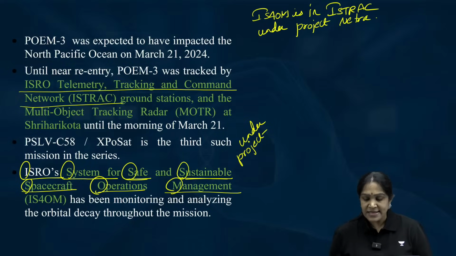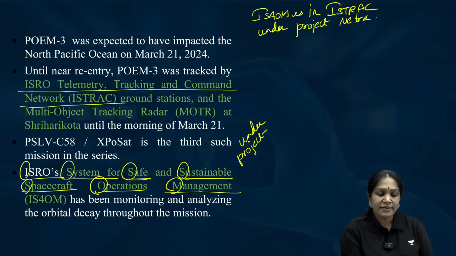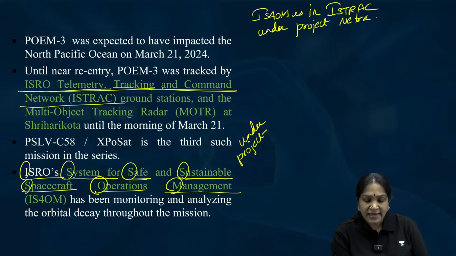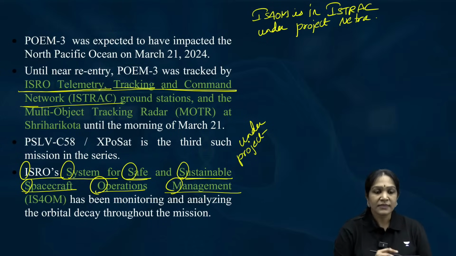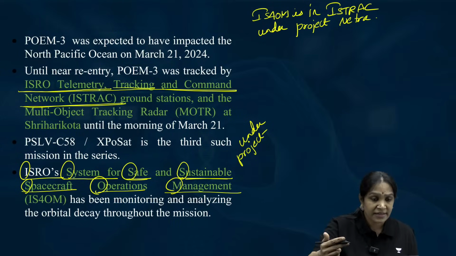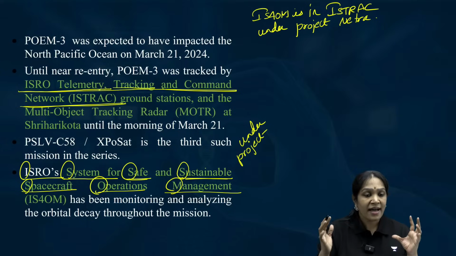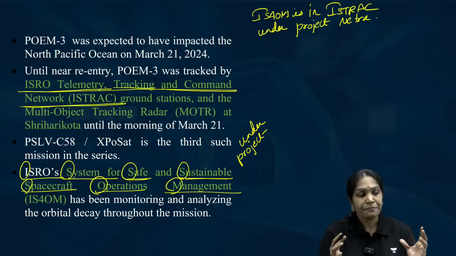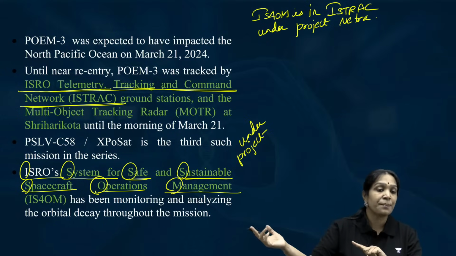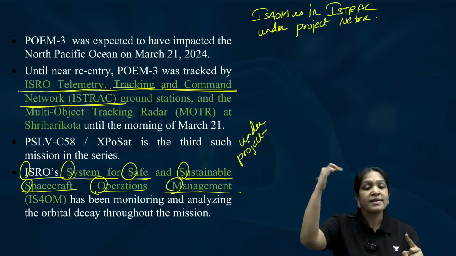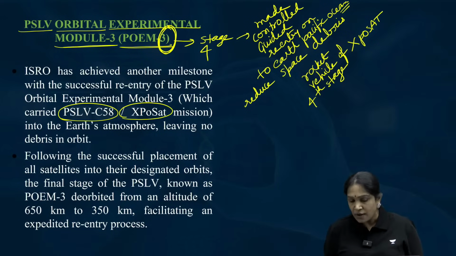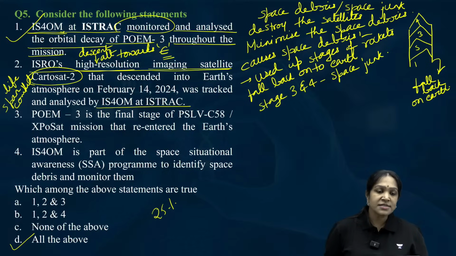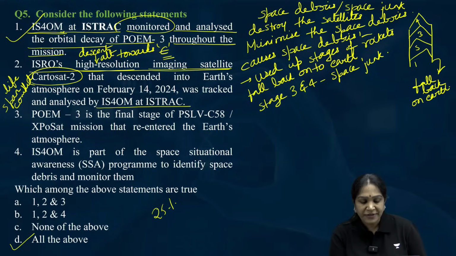So, what is ISTRAC? I already told you, look at here, this is ISRO Telemetry, Tracking and Command Network. It is a network of radars and all that are tracking these satellites. Just like, for example, when a vehicle is moving, we can track that particular vehicle. Same way, this will track the coming back satellite, let it be Cartosat or POEM-3. So the first statement and second statement are correct. POEM-3 is the final stage of PSLV C-58 XPoSat mission that re-entered into the Earth's atmosphere. Correct.